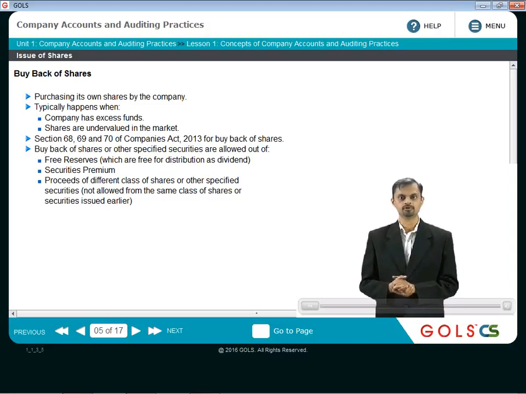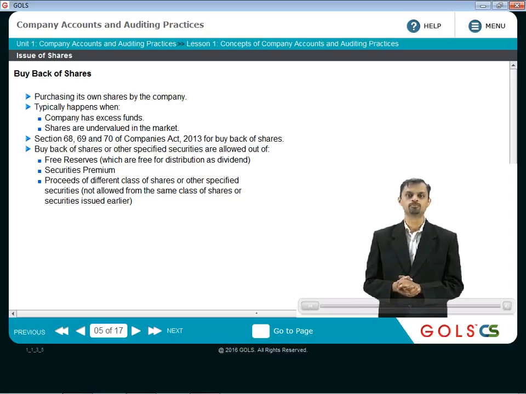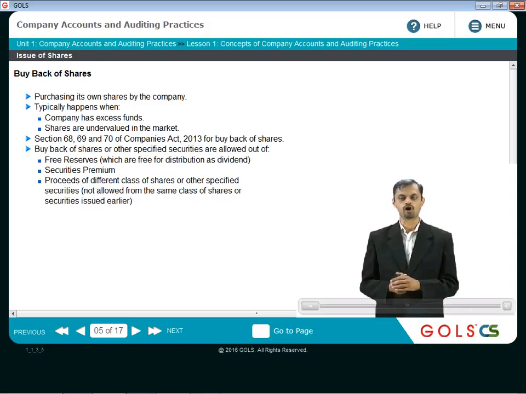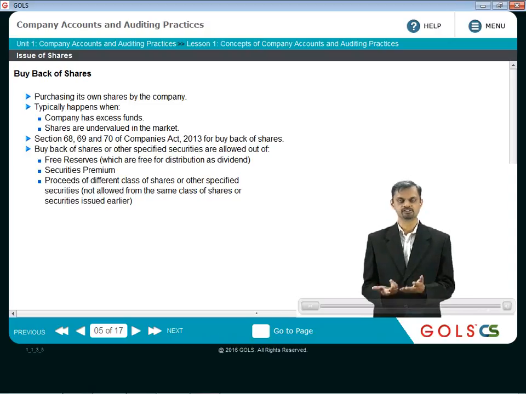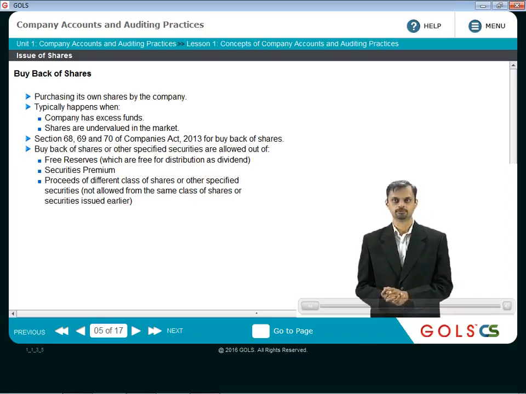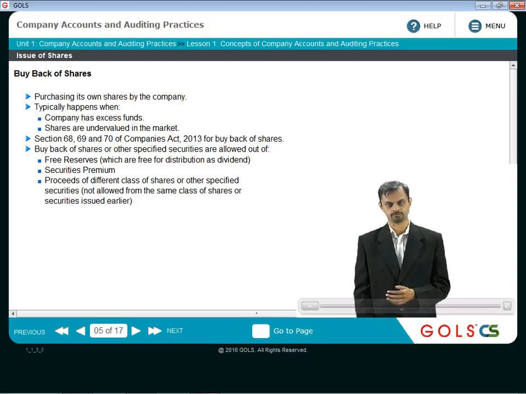And the buyback can also happen out of the proceeds of a different class of shares or other specified securities issued for the purpose of buyback. That means the buyback is not allowed from the same class of shares or securities issued earlier. So if the company wants to buy equity shares back, then for that purpose the company cannot issue new equity shares, because that is the same class of shares. The company can issue preference shares and buy equity shares back. So that is the third point. These are the three sources from which the buyback is allowed.